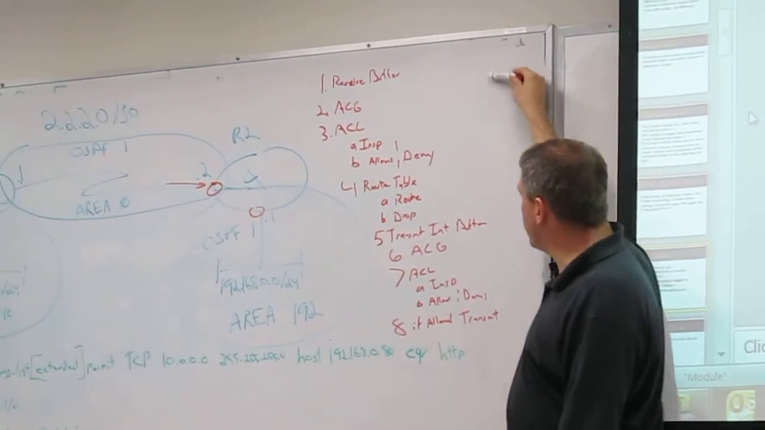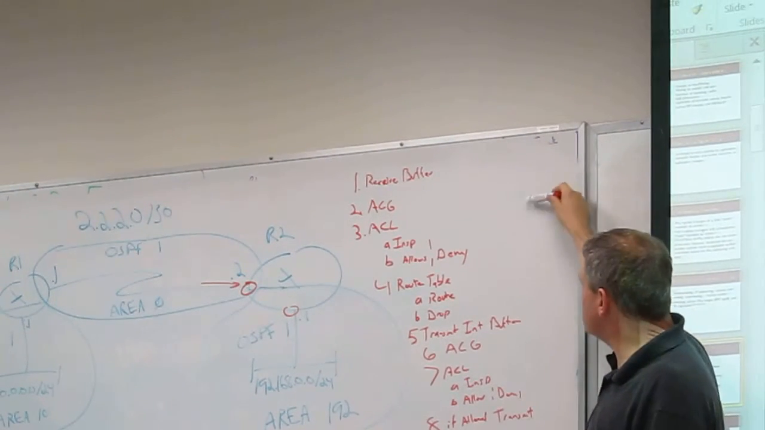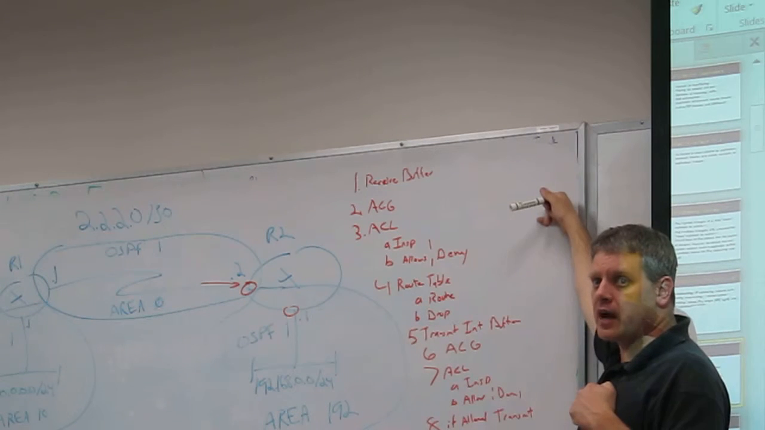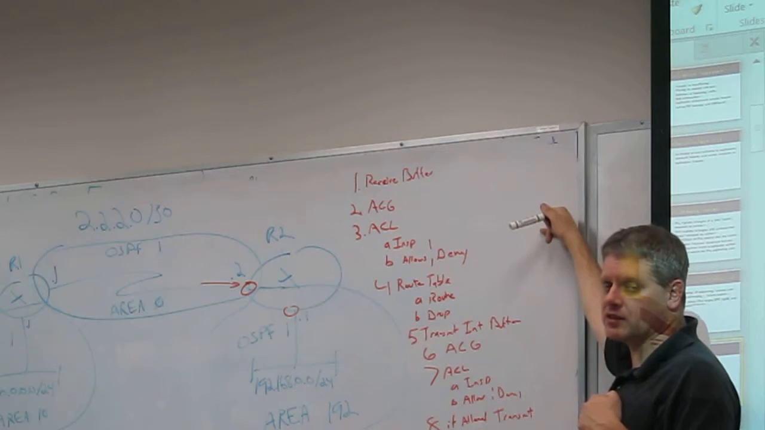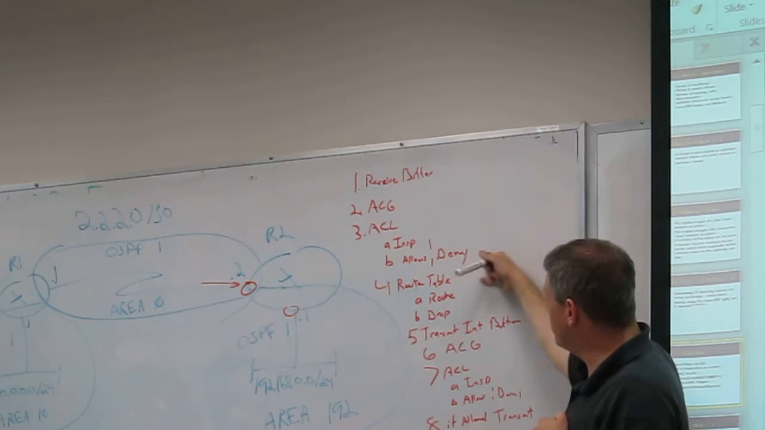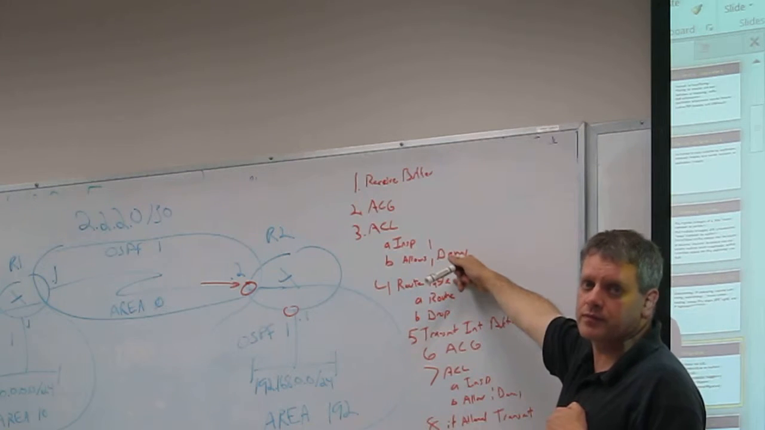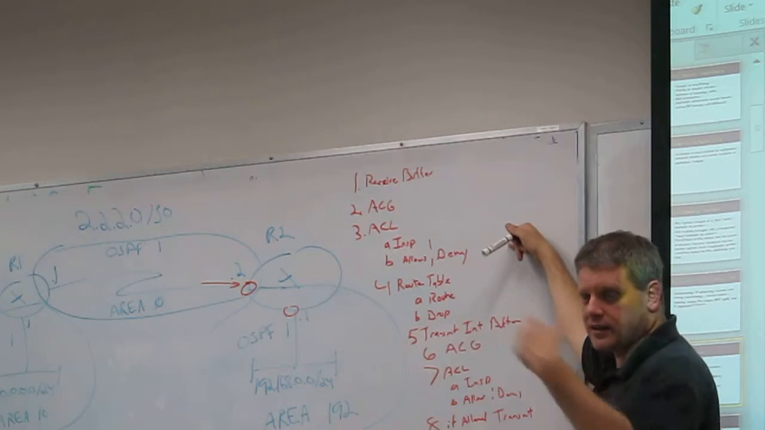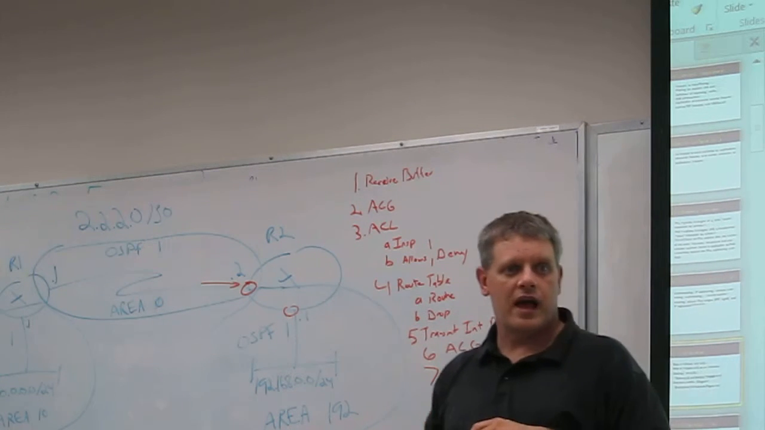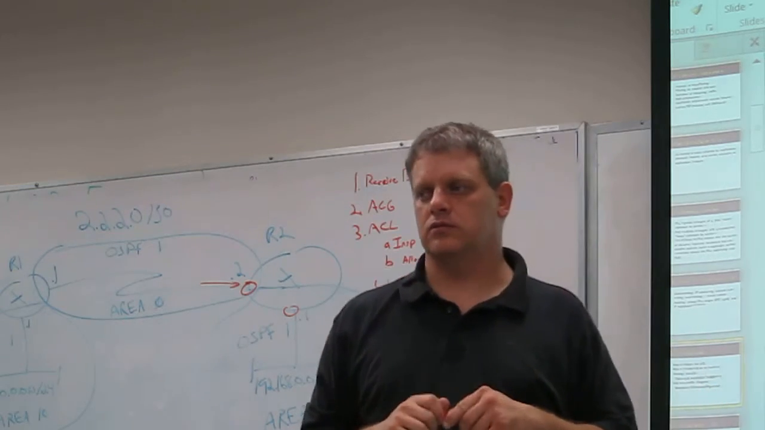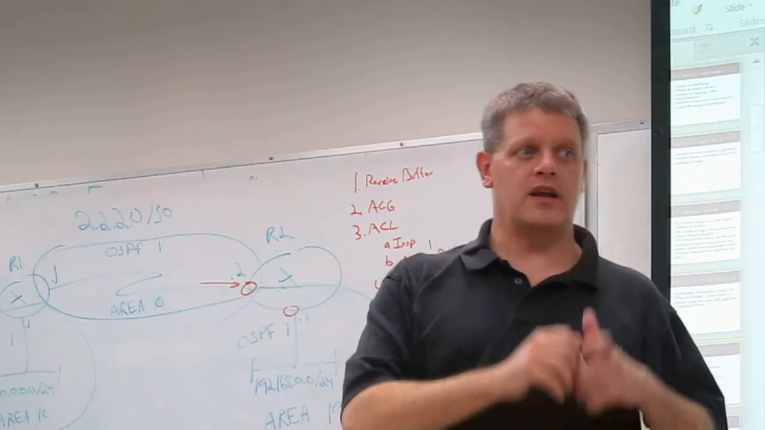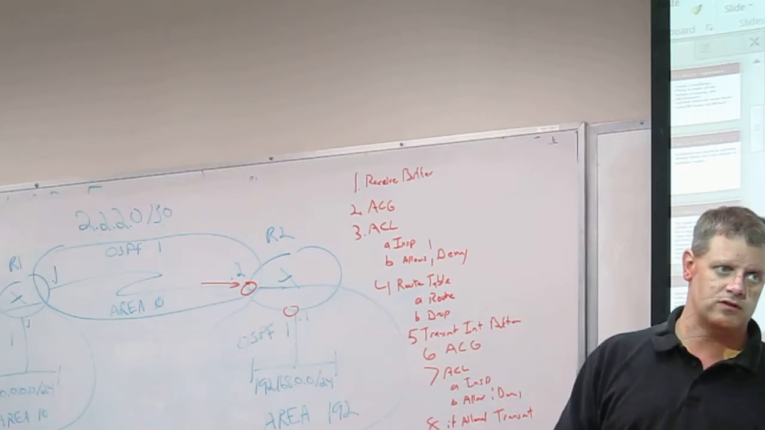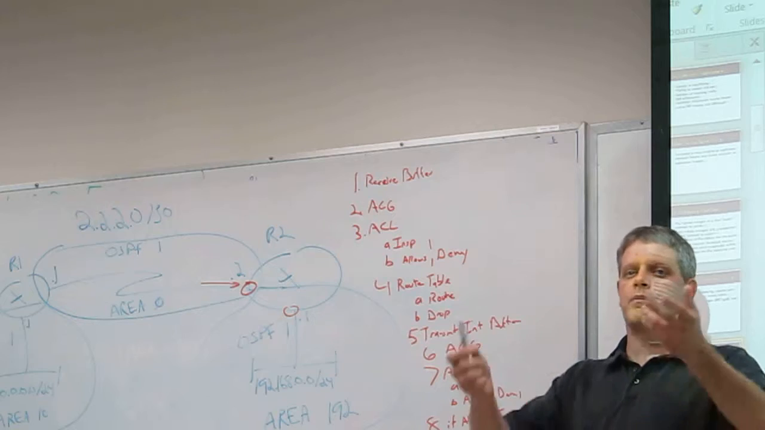Now, as it goes through that access list line by line, once it hits an entry where it's permitted, it stops. It stops going through that access list, and it gets put to a route table check. So, once it's past that access list, is that destination address in my route table? If it is, great. It gets processed to the transmit buffer of the exit interface. If it's not in the route table, the packet gets dropped.